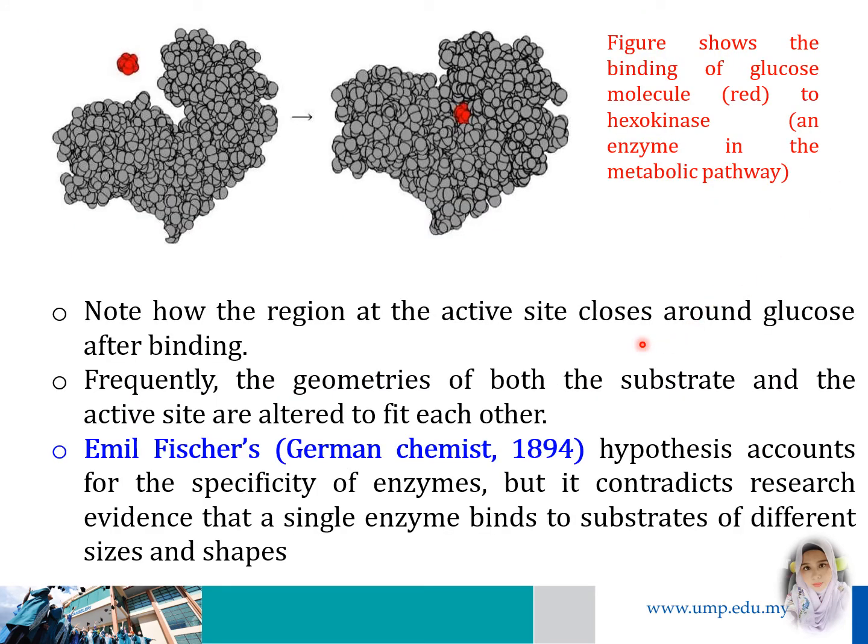The figure shows the binding of glucose molecules, in red, to hexokinase, an enzyme in a metabolic pathway. We can see that the region at the active site closes around the glucose after binding. Chemists now know that the enzyme molecule, or at least its active site, has a fair amount of structural flexibility and can modify its shape to accommodate more than one type of substrate.